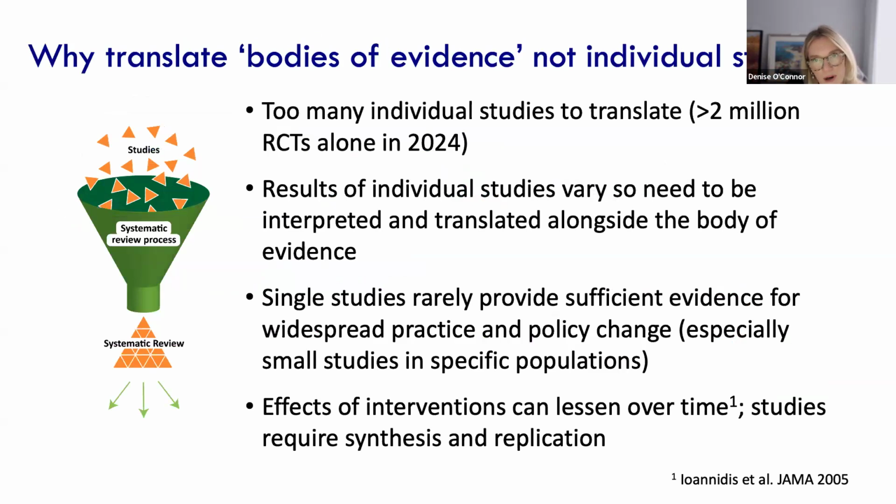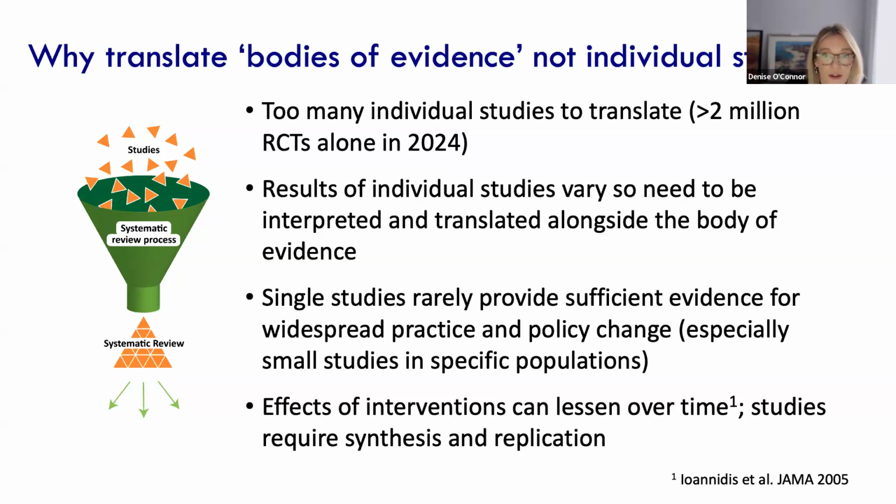Now, we translate bodies of evidence and evidence synthesis tools like guidelines or clinical care standards rather than individual trials or individual studies. And that's because, firstly, there's just too many studies to translate. If we're focused on translating all of those, there's just too much going on in the system. In 2024 alone, in June, there's over 2 million randomized controlled trials of clinical interventions. So way too much to translate.